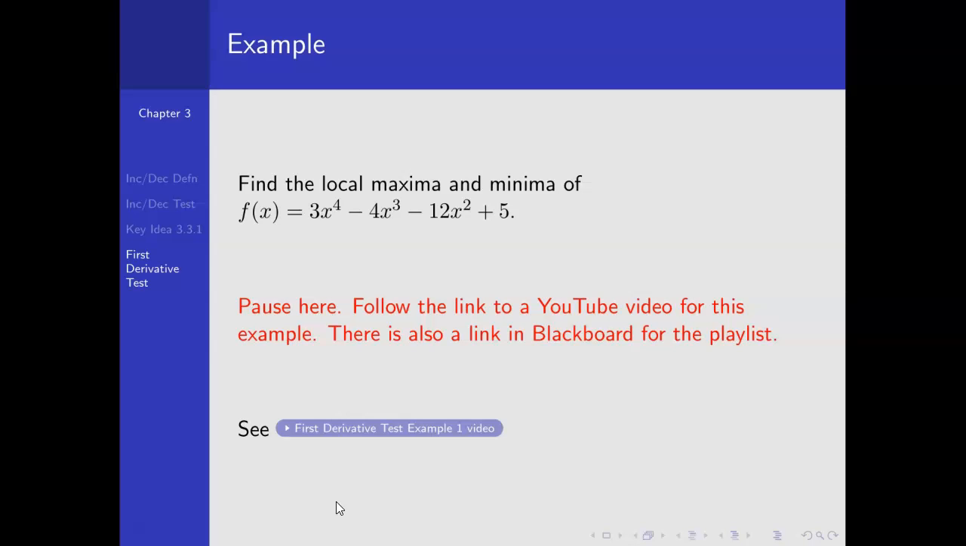All right, we're going to do an example. We're going to find the local max and local min of f of x equals 3x to the 4th minus 4x cubed minus 12x squared plus 5. Familiar function. We just figured out the intervals where this was increasing and decreasing. So this next part will be really easy to do.